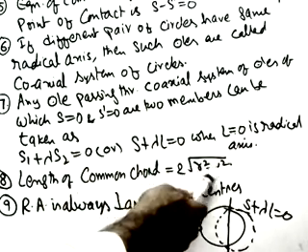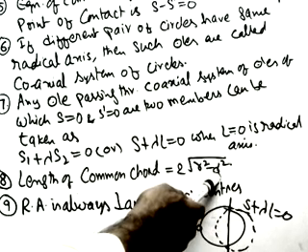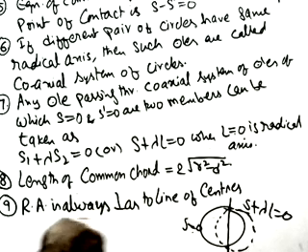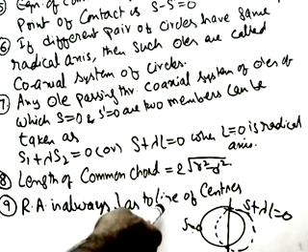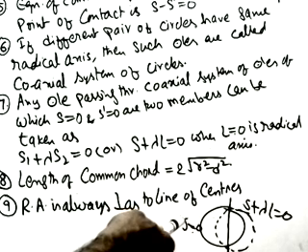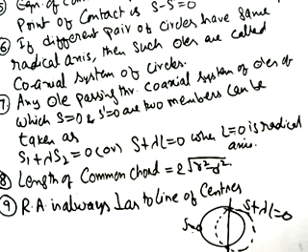For the length of the common chord, we have the formula 2 times the square root of r square minus d square, where d is the distance of the line from the center of the circle. The radical axis is always perpendicular to the line of centers, as we have just seen.